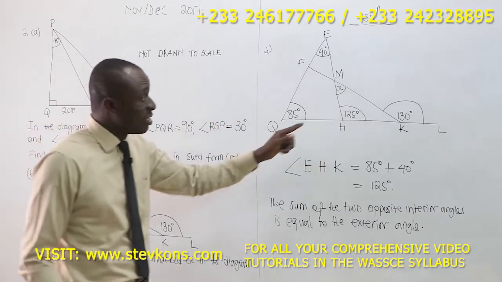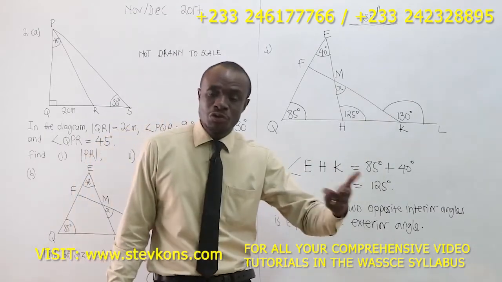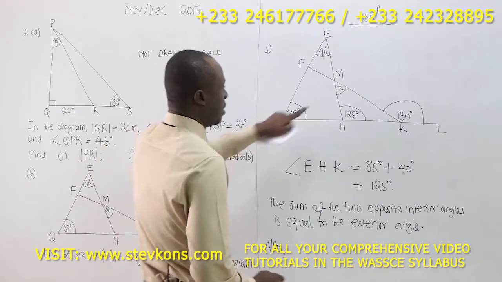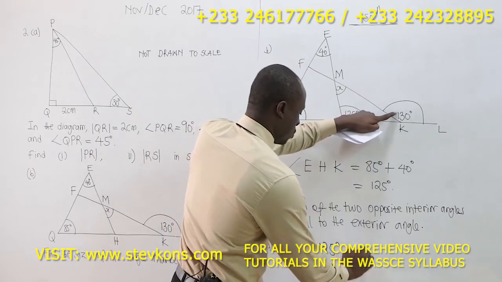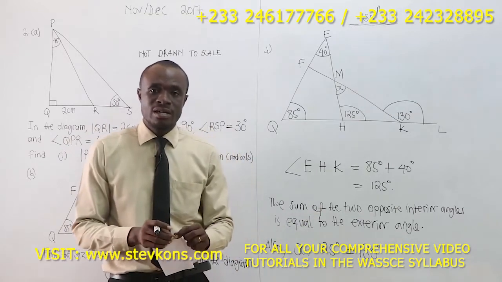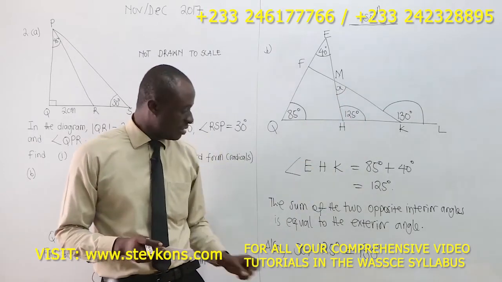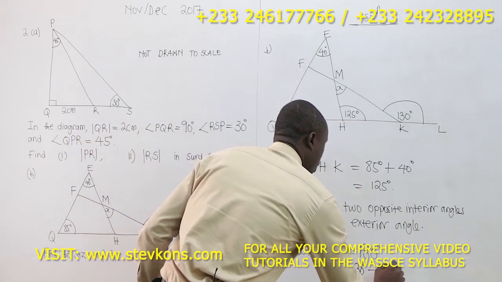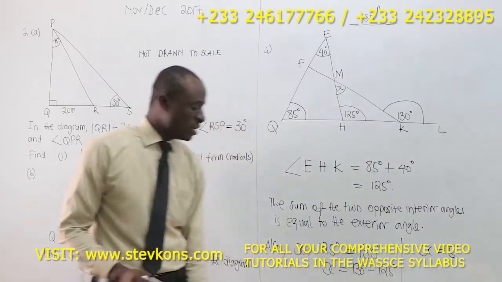Okay, now what else can we say? We can still use the sum of the two opposite interior angles is equal to the exterior angle. Also, look at it. x plus 125 degrees equal to 130 degrees. Why? The sum of the two opposite interior angles is equal to the exterior angle. So this plus is equal to that. We'll find x. x is equal to 130 degrees minus 125 degrees, giving us 5 degrees.